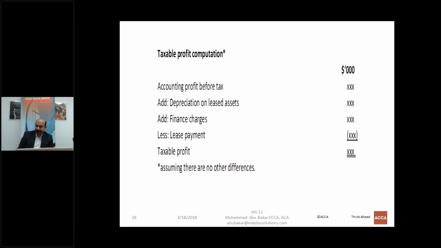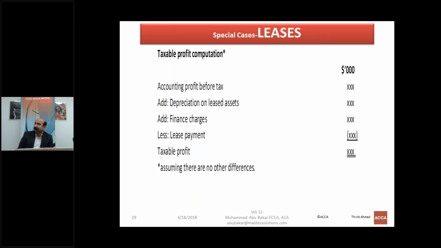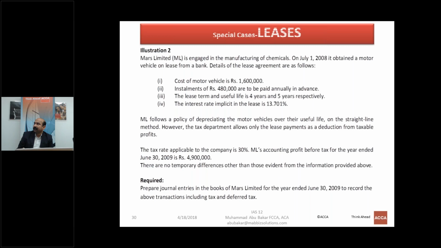Okay, we can understand it with the help of this small illustration. This illustration is also available with you people. This illustration is basically Mars Limited. Mars Limited is engaged in the manufacturing of chemicals. On July 1st, 2008, it obtained a motor vehicle on lease from a bank. Details of the lease agreement are as follows.